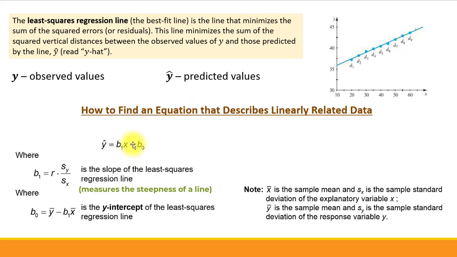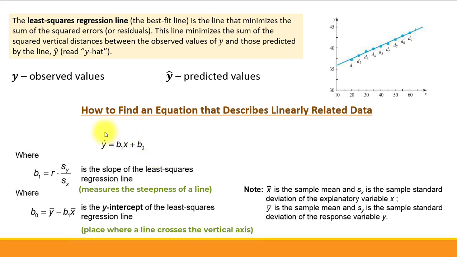And then to find b sub 0, you have to use b1, which you should have found by then, and y bar and x bar, which is the notation for sample mean. So you have to compute the sample mean for the values of the explanatory variable and response variable. That's how you find this value that also has a special meaning. This is the y-intercept of the least squares regression line, or I should say of any line. The y-intercept is the value on the y-axis, or the vertical axis, where a line crosses it.